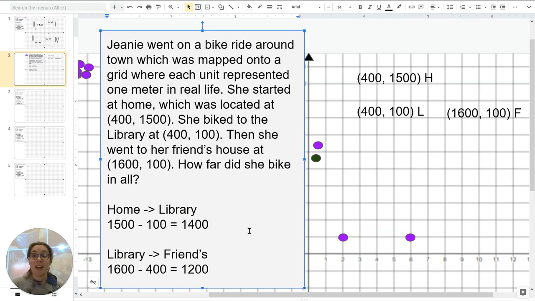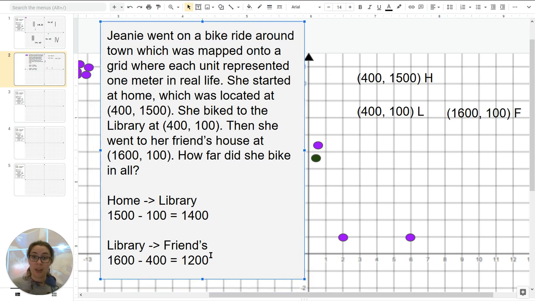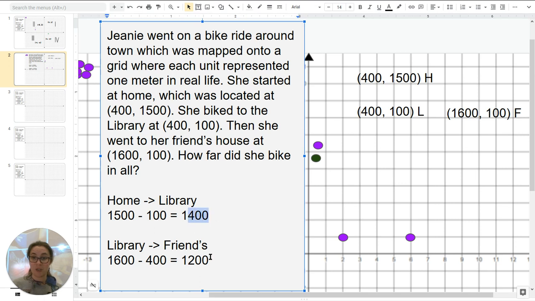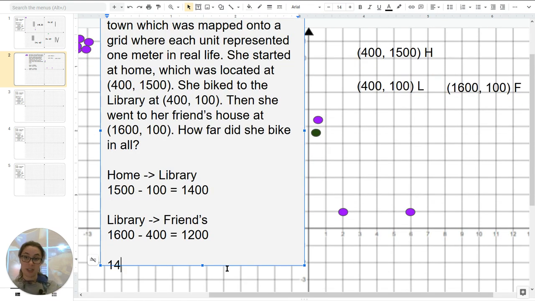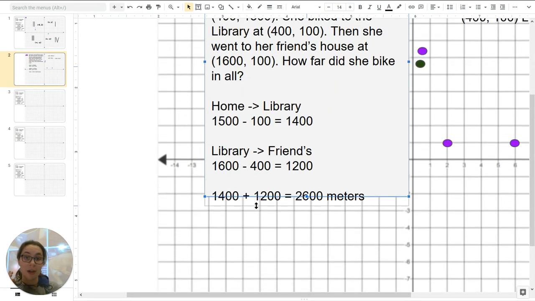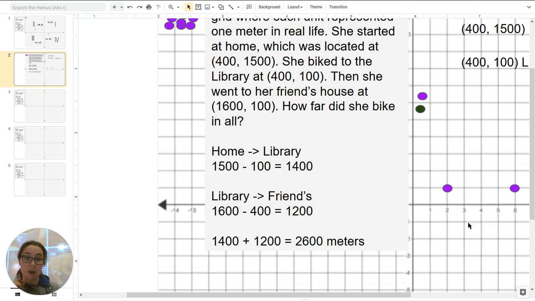And then our goal is to find out how far she went in total, right? So in order to do that, we need to add up the total differences. So she went 1400 from home to the library and 1200 from the library to her friend's. So we're going to do 1,400 plus 1,200, which equals 2,600, and we're going to say meters, because that's the unit we are using. So she went a total of 2,600 meters on her bike trip.